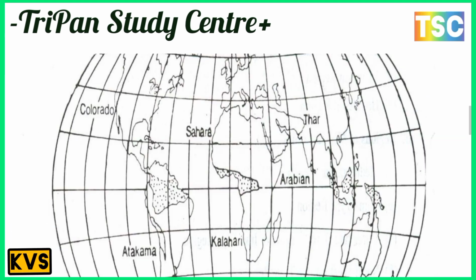Here the map shows the important areas: Sahara, Thar, Arabian, Kalahari and the Atacama. This is the most important diagram, and this map is an important area here.